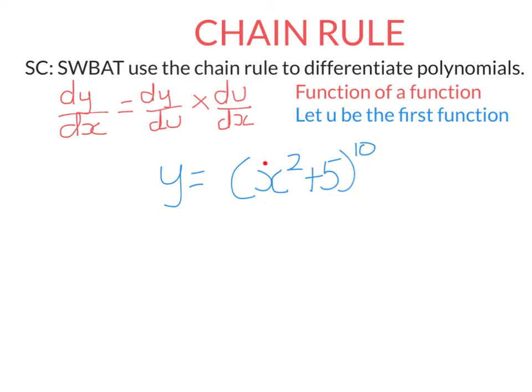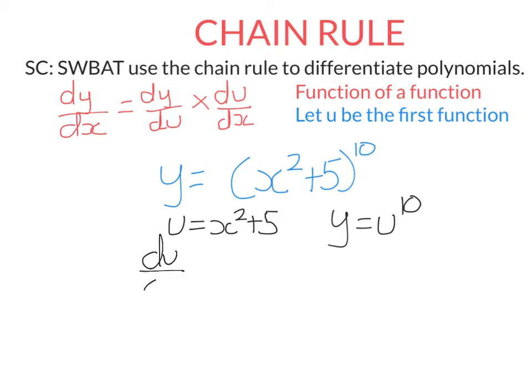So this is like our first function, and it has something else to be done to it. So we're going to let u be the first function, x squared plus 5. So if u is x squared plus 5, we can rewrite y as u to the power of 10, x squared plus 5 to the power of 10. So to use the formula, we need dy du and du dx. So du dx is just u differentiated with respect to x.